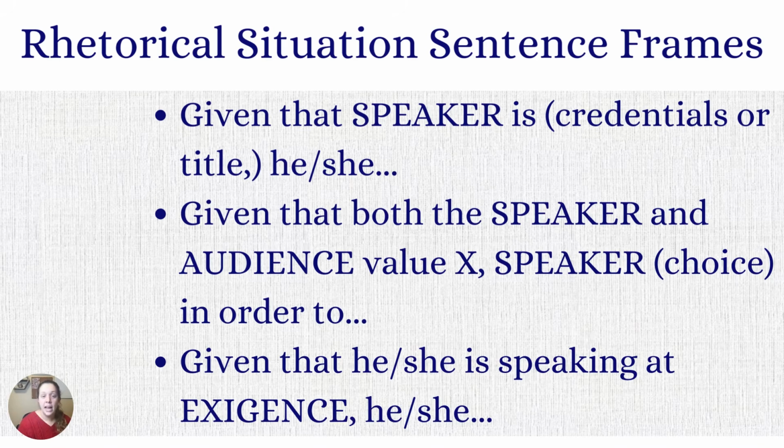So you could say something like, given that he or she is speaking at a graduation ceremony, he or she, and then you talk about the choice that they make. Because the choices that somebody makes for a graduation ceremony when they're trying to motivate people and uplift them is going to be very different than the choices that they make at a eulogy when they're trying to honor someone's memory. So the exigence does come into play.